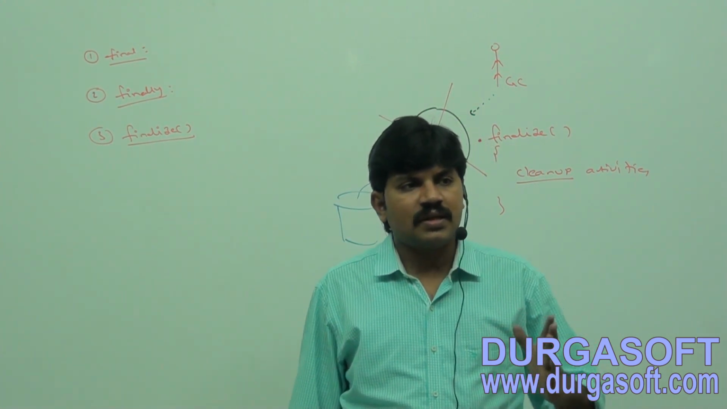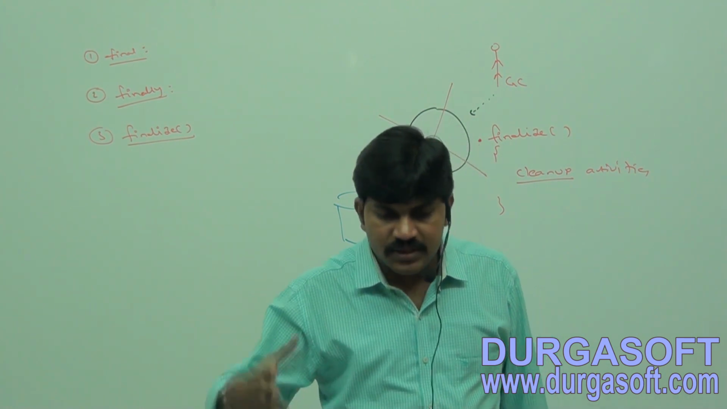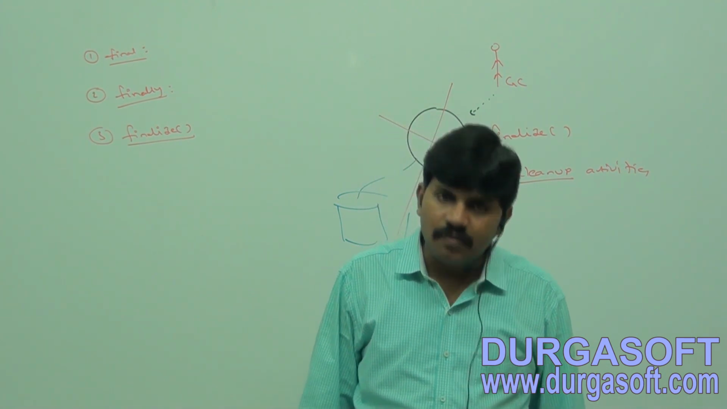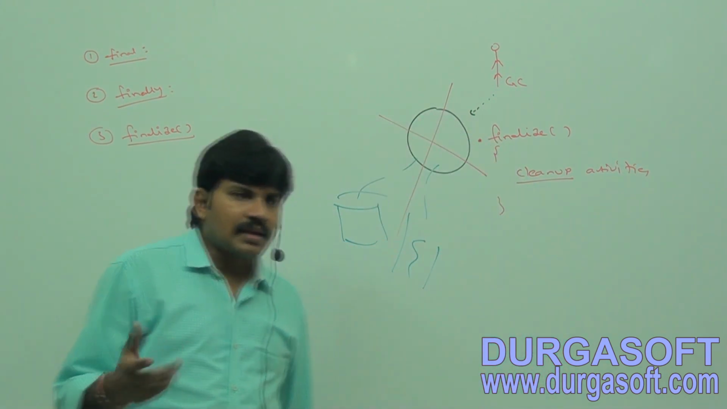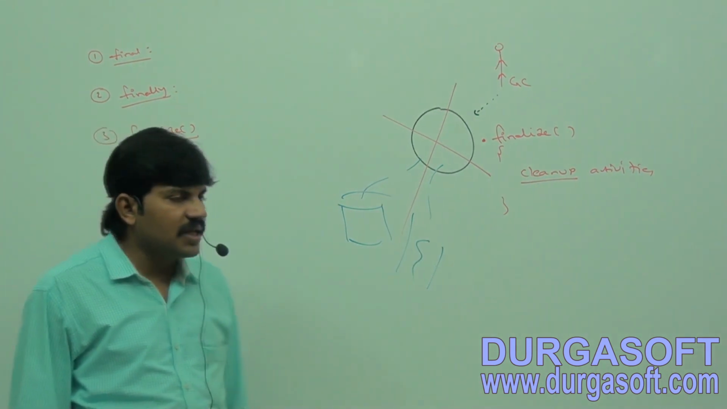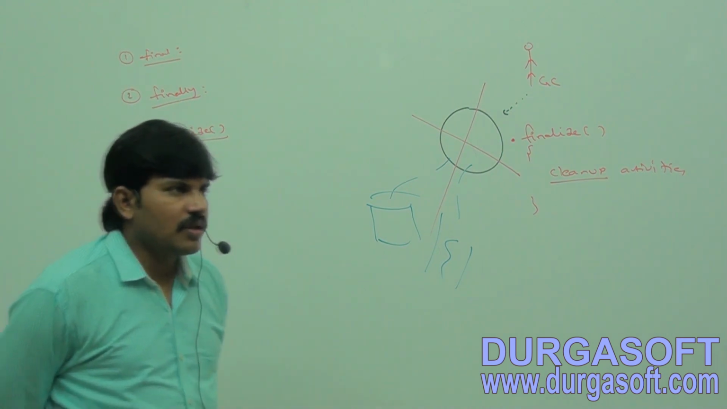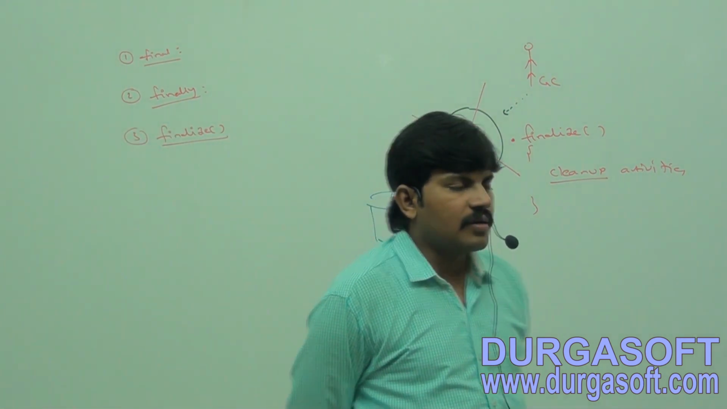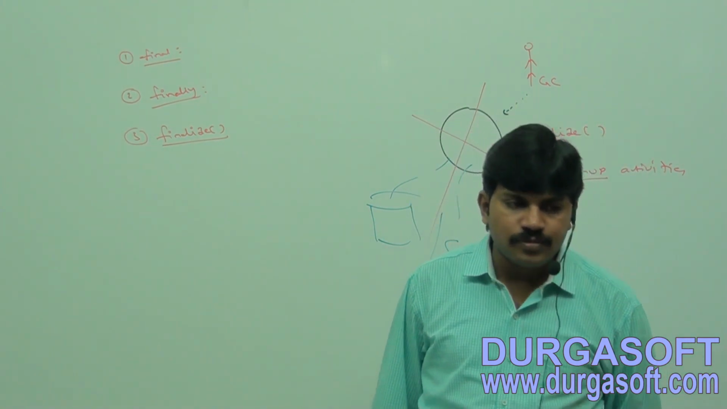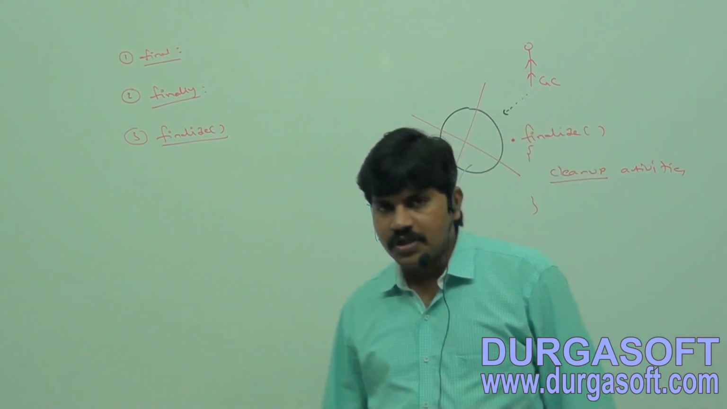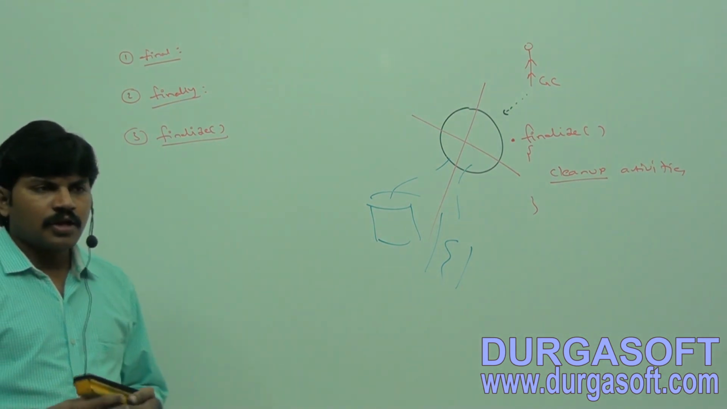Next up, once the finalize method completes, immediately the garbage collector destroys that object. That's all. Are you able to understand, right?